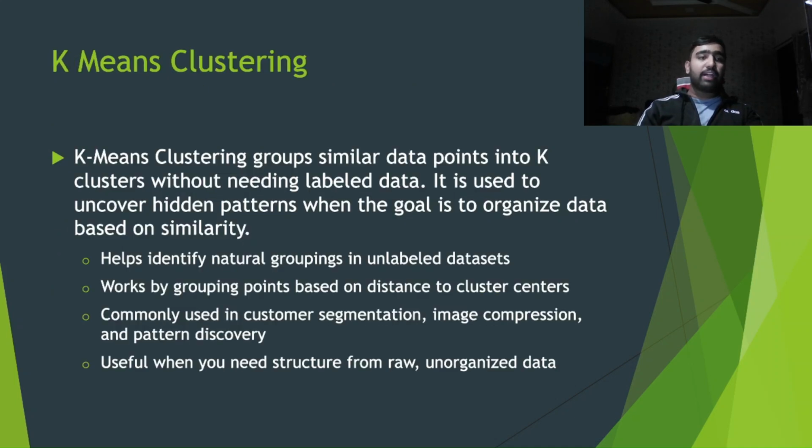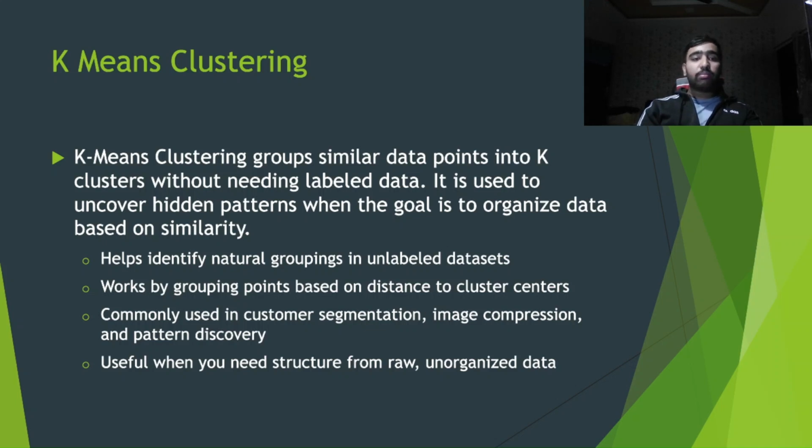Let's start by understanding what the k-means clustering algorithm is. K-means clustering groups similar data points into K clusters without needing labeled data. It is used to uncover hidden patterns when the goal is to organize data based on similarity. So in k-means clustering, we group the data into K clusters. Here K is a predefined integer number. So before we start the algorithm, we decide that our data set should have K distinct clusters or distinct partitions.